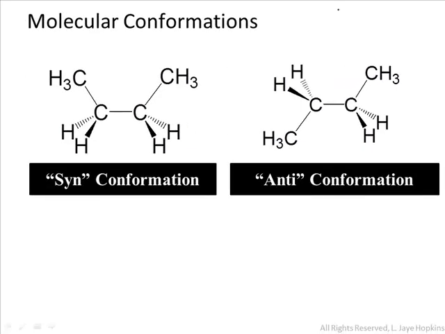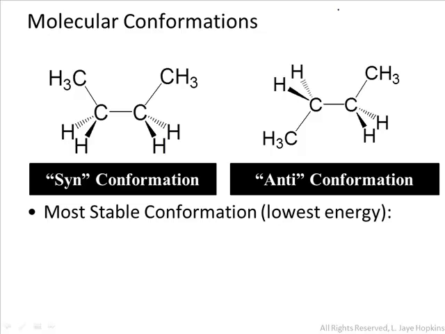Even though butane can exist in both of these conformations, as well as every rotational angle in between, it'll spend most of its time as the most stable conformation. For all molecules, the most stable conformation is the one that has the lowest energy. And the lowest energy results from minimizing any possible electron repulsion.